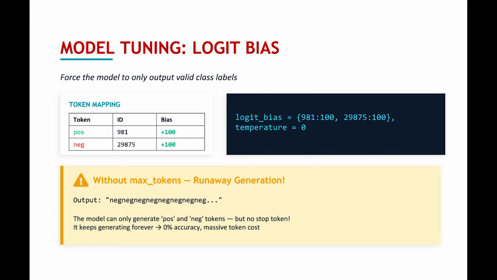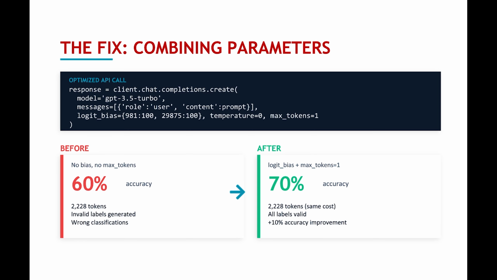This showcases the importance of understanding the interaction between different parameters, as we need to limit the output, but also still be able to produce stop tokens. A simple fix to the problem on the previous slide is to add max tokens equal to 1. Since our class labels positive and negative are each a single token, we only need one output token. So when we combine max tokens equaling 1 with the logit bias forcing only positive and negative tokens to be output, we get our guaranteed valid output that is only one token long.